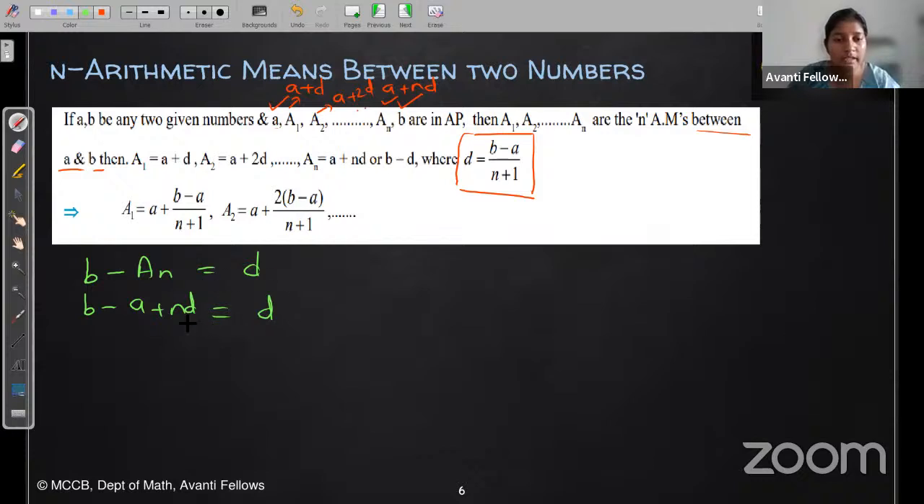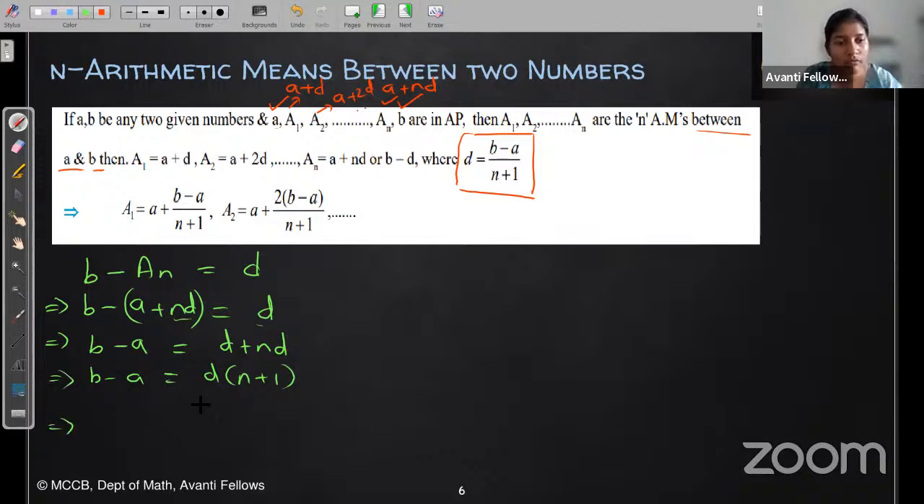Now, we want the value of D, right? Even here we have D, here we have D. So we take all the D on the one side, on the RHS side. So what do we get? We will get B minus A is equal to D plus ND. D you take as common, and we will get n plus 1 in the bracket. So from this, D will be B minus A divided by n plus 1. So this is how we got the D value.